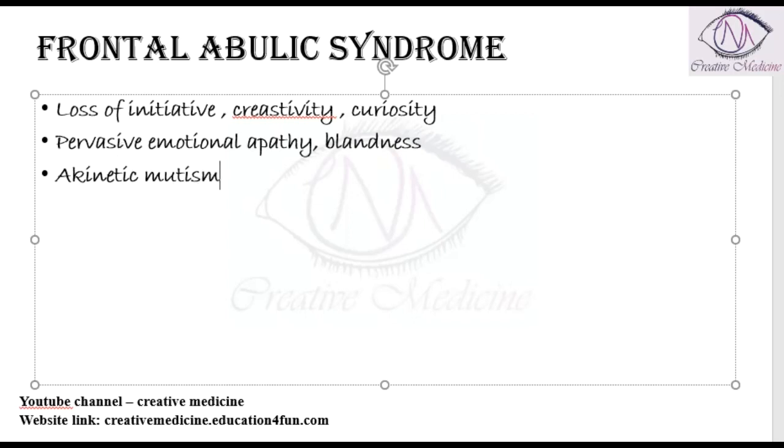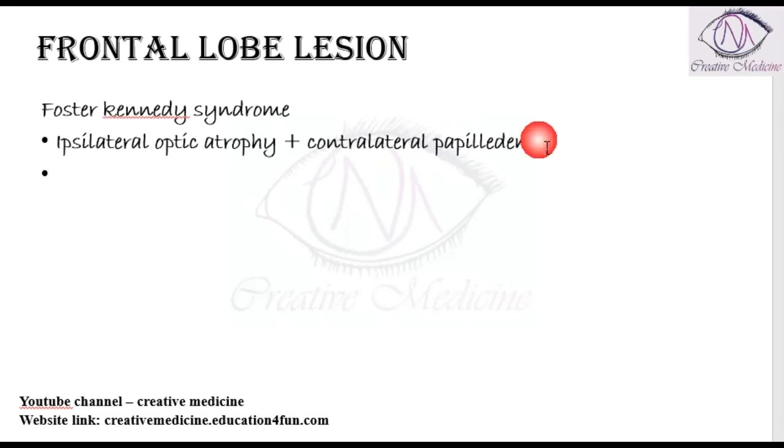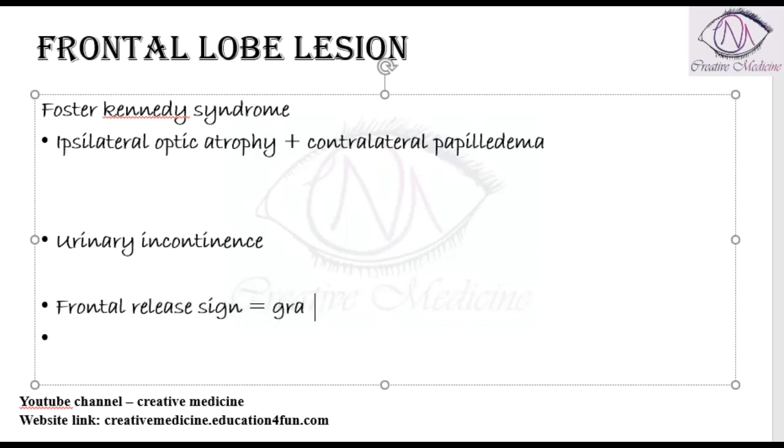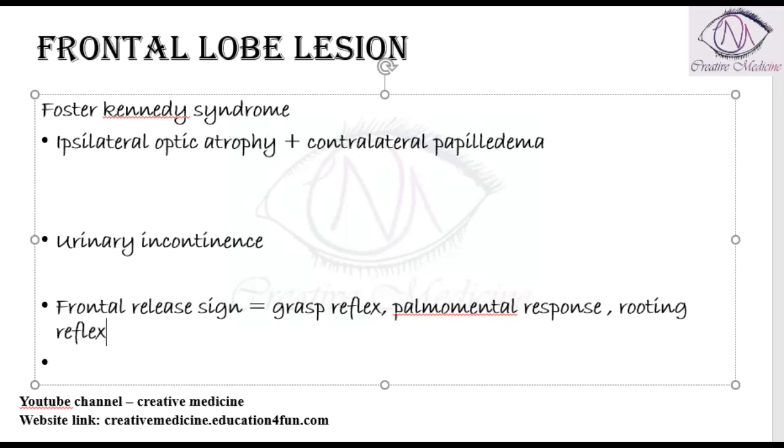Then, frontal lobe lesions are also associated with urinary incontinence, which can occur in frontal lobe syndrome. You can also see frontal release signs, like the grasp reflex, the palmomental response, and the rooting reflex. Actually, these reflexes are lost in childhood, but if there is a frontal lobe lesion, these reflexes will come back.